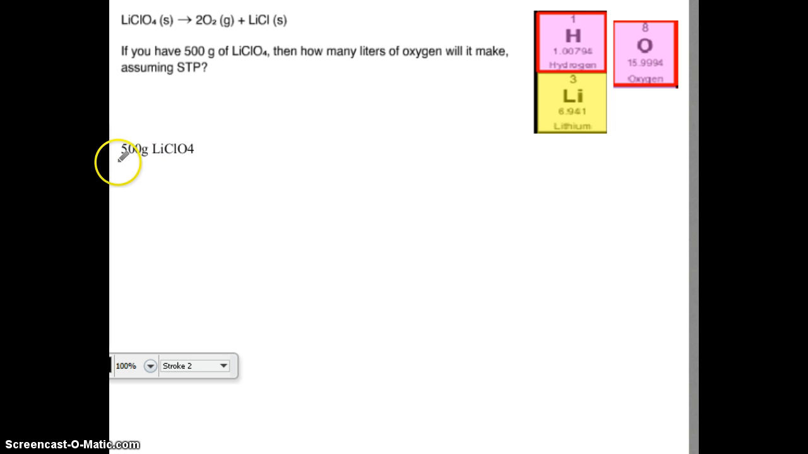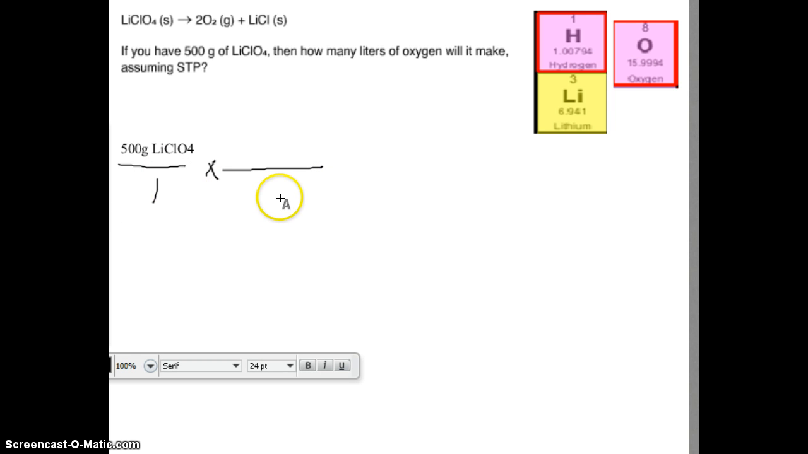I make it a fraction, put it over 1. I say, okay, what has to be on the bottom of my next fraction? Has to be grams of lithium perchlorate, and then I stop. When I get this far, that's when I actually stop and I look again. And I say, okay, what am I going to? I'm going to liters, but I want to get into oxygen. Okay, oxygen. I need to get to a different chemical.